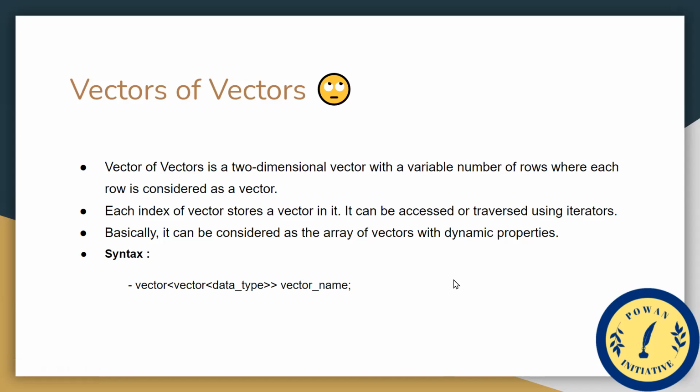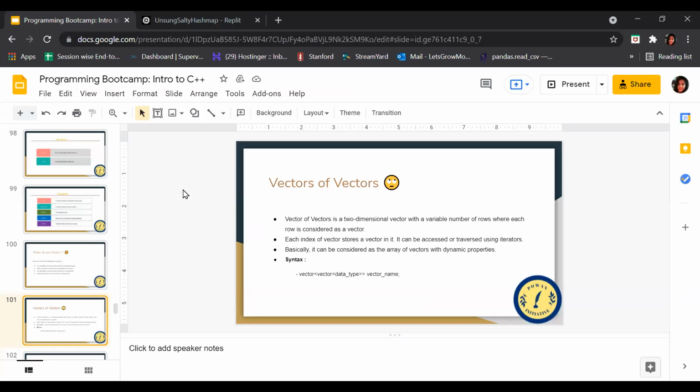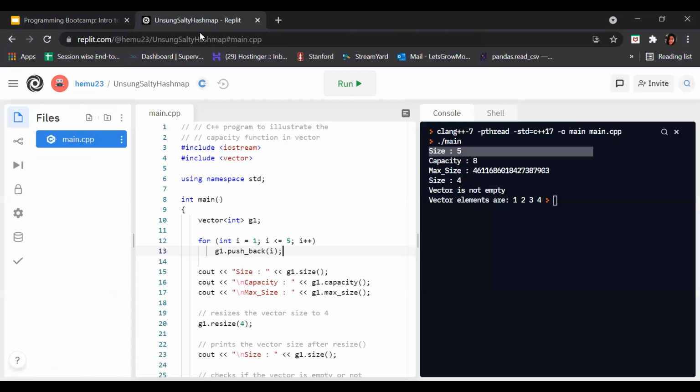Now let's look at the syntax of the vector of vectors, or the 2D vector. The syntax is vector, then the vector data type and the vector name. Here we assign a vector as the data type also, so this becomes a vector of vectors. Now let's move to the hands-on part to get a brief understanding of vector of vectors.